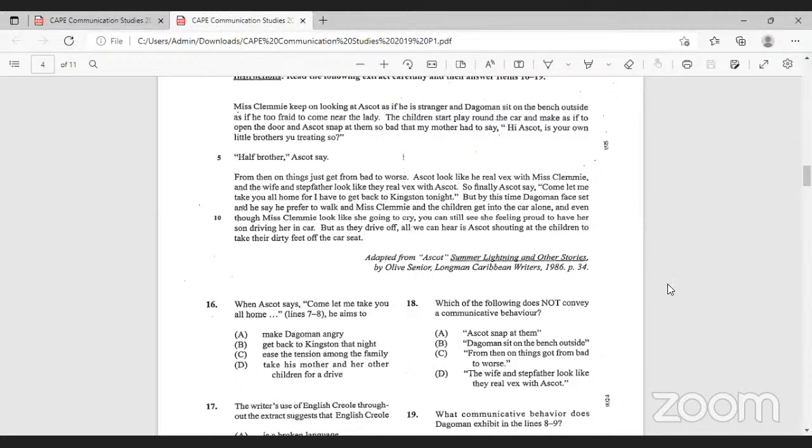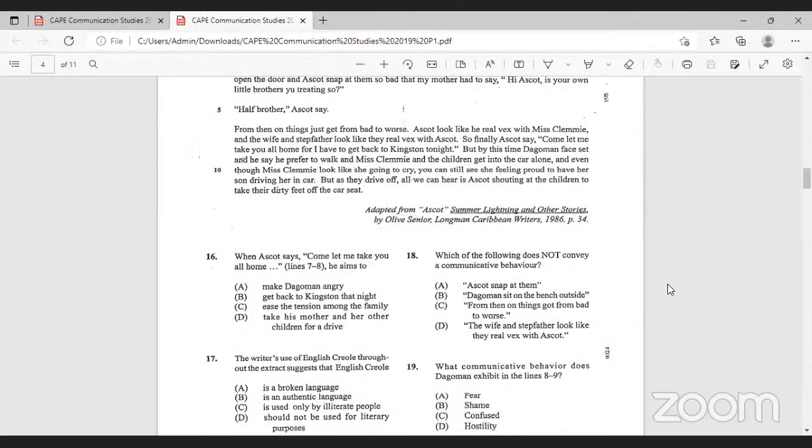So number 17, the answer is B. The writer's use of English Creole throughout the extract suggests that English Creole is an authentic language. And the answer there is B, because he finds it acceptable to write in Creole in something that is basically official. So it's supposed to be seen as an authentic language.